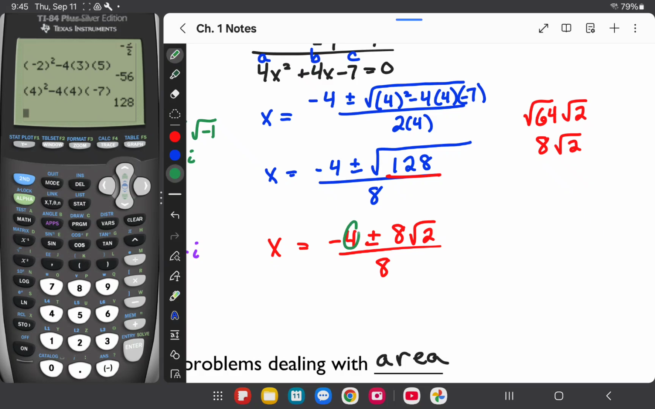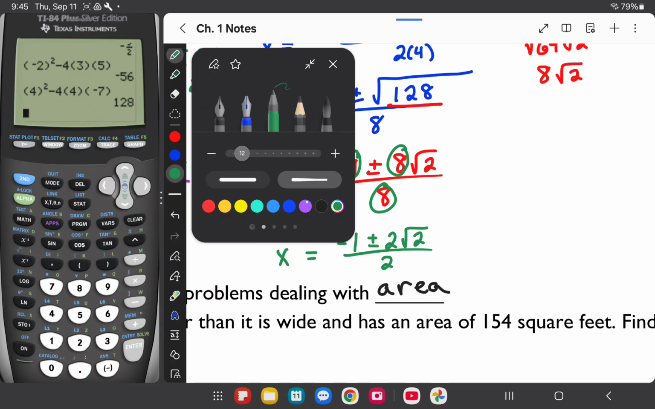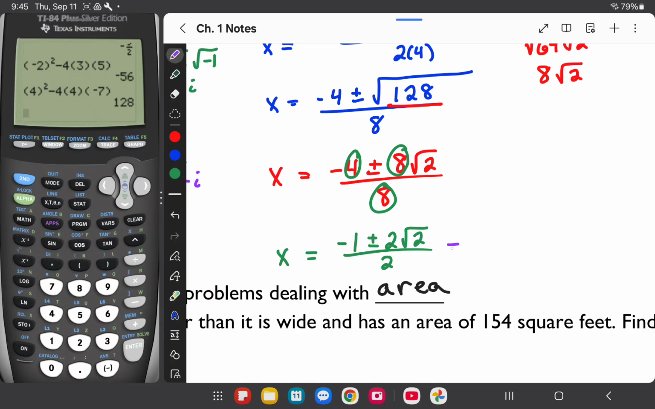And looking at all of the numbers here outside radicals, 4, 8, and 8 are all divisible by 4. So to reduce this, we'll divide them all by 4 to end up with negative 1 plus and minus 2 radical 2 all over 2. Now in this case, because there's not a complex number i in this, we do not need to separate it into 2 terms. However, if we would like to, we can go ahead and do that by rewriting both of my terms in the numerator over 2.